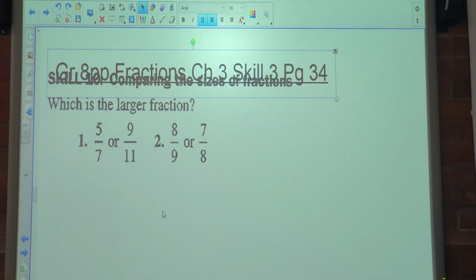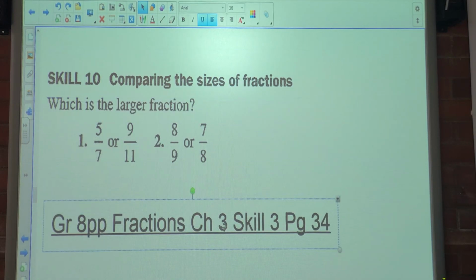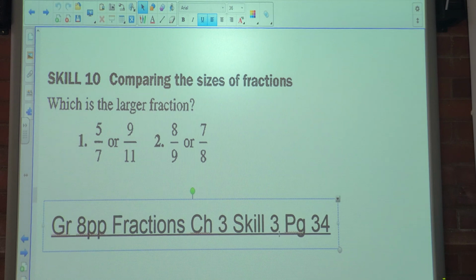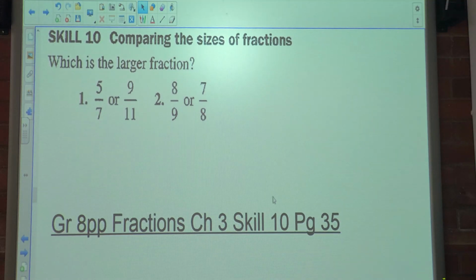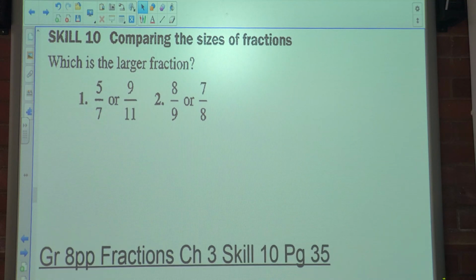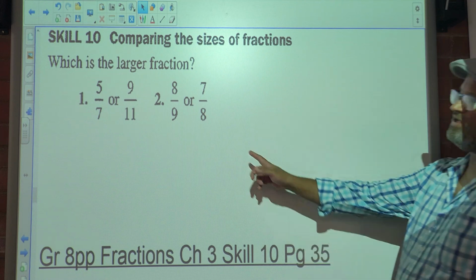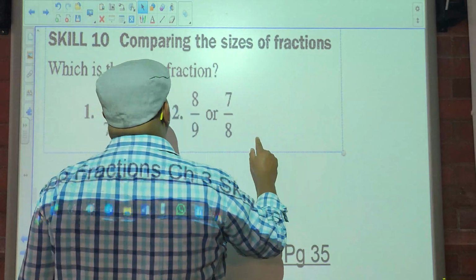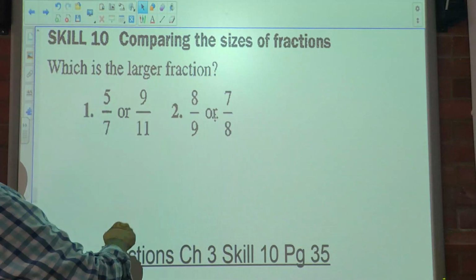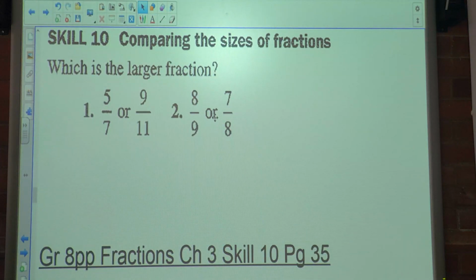Skill 10 is on page 35. Right, so comparing the sizes of fractions. Now I know some of you can just look at the fraction and say which one is larger, not so? Okay, however, it's safer for you to equate the denominators first before you compare the numerators and then decide.